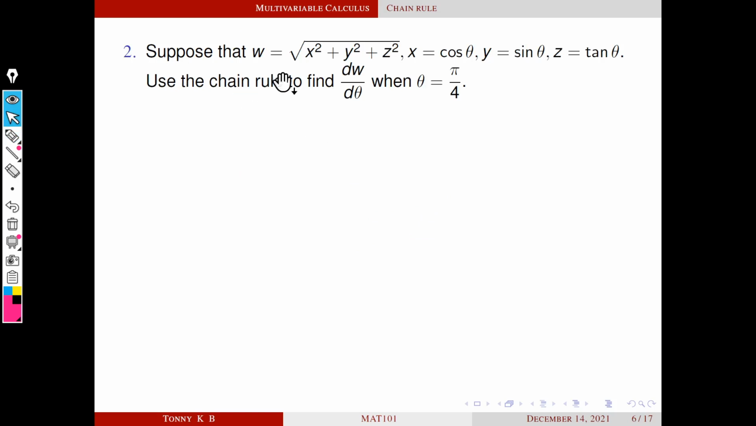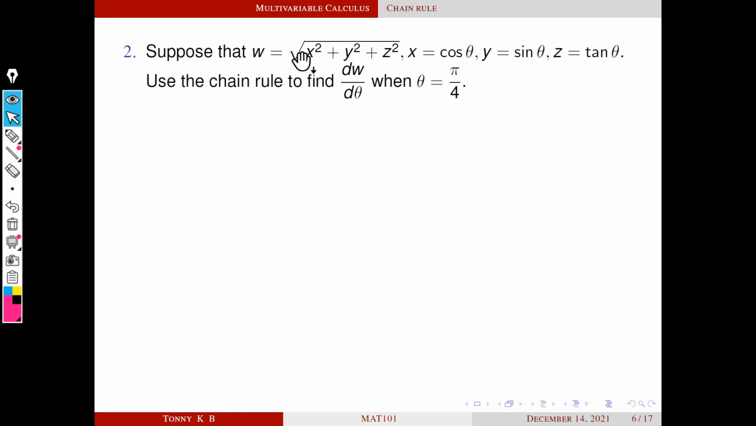Second problem. Suppose that w is equal to the square root of x square plus y square plus z square. Now it's a 3 variable function, right? And x equal to cos theta, y is equal to sin theta, z equal to tan theta. Use the chain rule to find dw by d theta. It's clear that w is in terms of theta. Okay, so dw by d theta when theta equal to pi by 4.